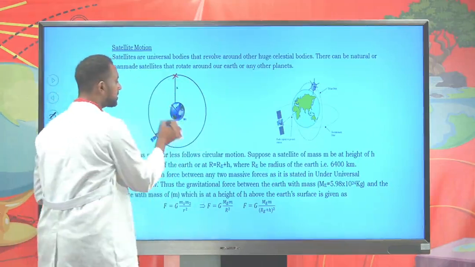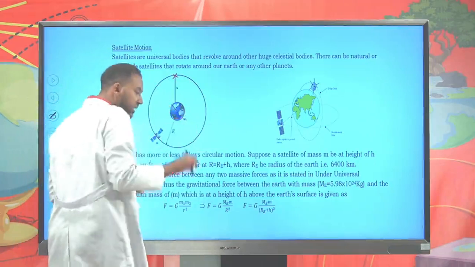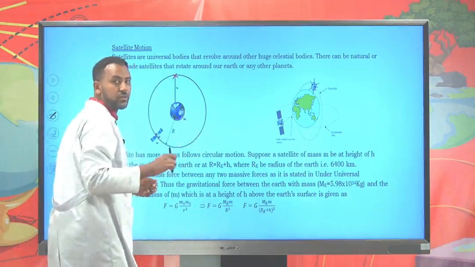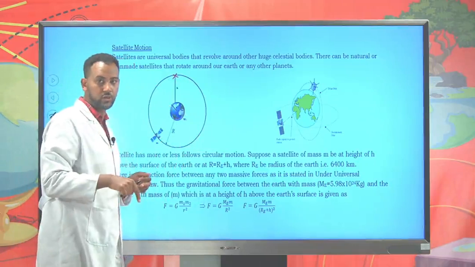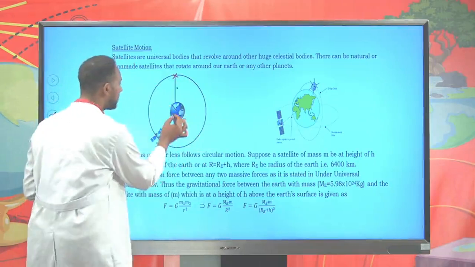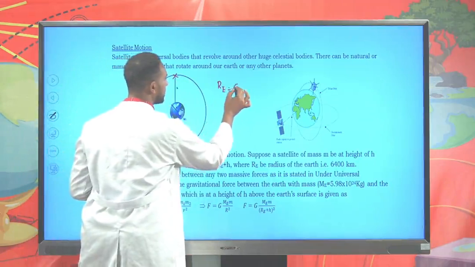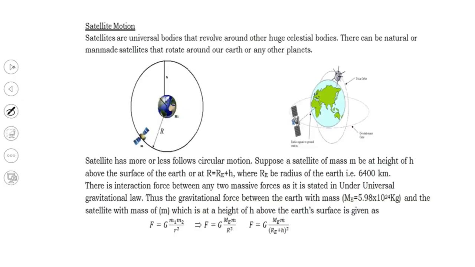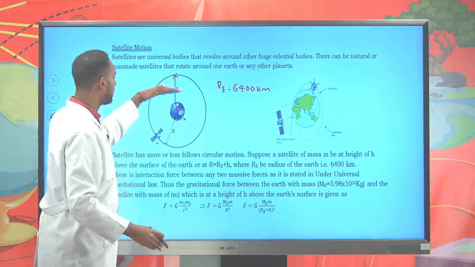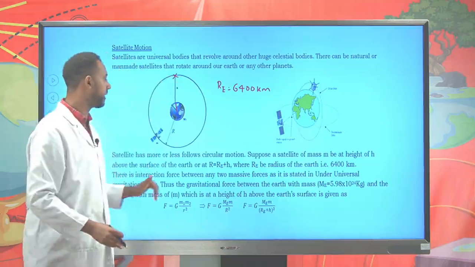But the Earth itself has its own radius from the center of the Earth. The center of the Earth is found at the inner core. From the center to the surface is the radius of the Earth, which is 6,400 kilometers. From the center of the Earth to the surface, 6,400 kilometers, and the satellites are launched at elevation h, at a height of h.